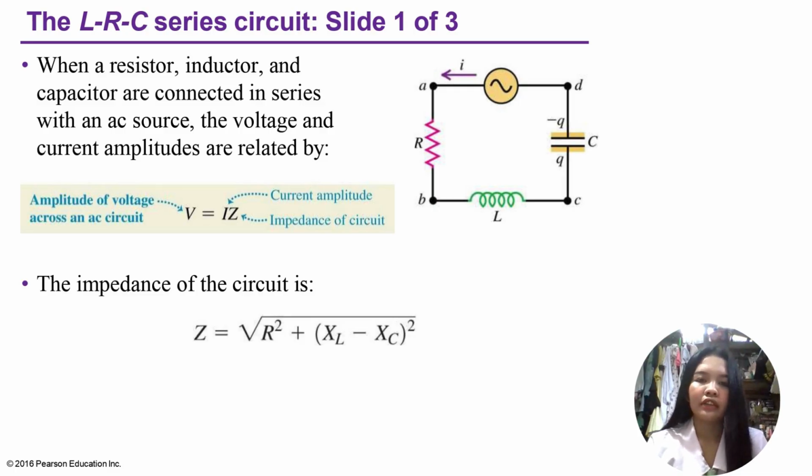So the voltage and the current amplitudes are related by V equals I times Z, where V is the voltage amplitude, I is the current amplitude, and Z is the impedance. As you can see here, the formula is Z equals the square root of R squared plus (X sub L minus X sub C) squared.